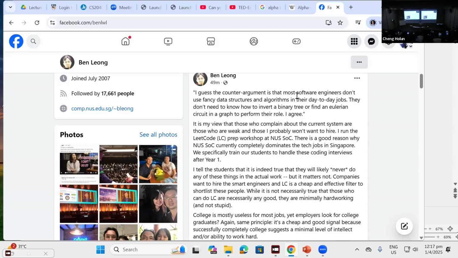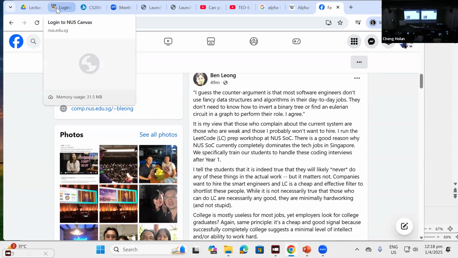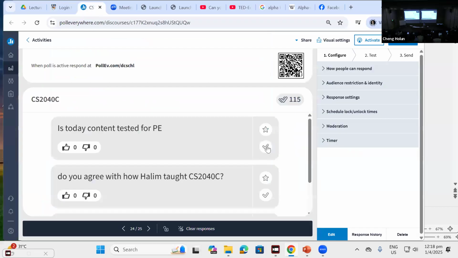Because everybody graduates with the same straight A, right? How do they pick you? So you must have something better than other people. So I would say it's a filtering process: if you know more about data structures and can solve higher level problems, you get a better job. That's why we have this TIPS program or whatever to help you get better interviews, to get better jobs, okay? So yeah, you can go to Ben's Facebook to have a look, okay?